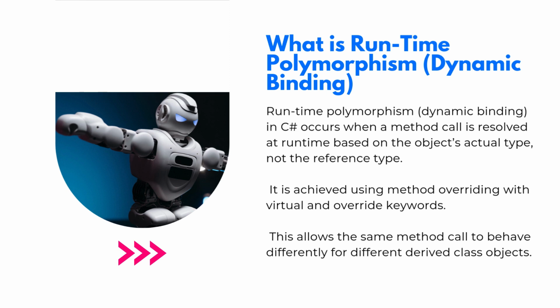Runtime polymorphism, or dynamic binding, in C# occurs when a method call is resolved at runtime based on the object's actual type, not the reference type. It is achieved using method overriding with virtual and override keywords. This allows the same method call to behave differently for different derived class objects.